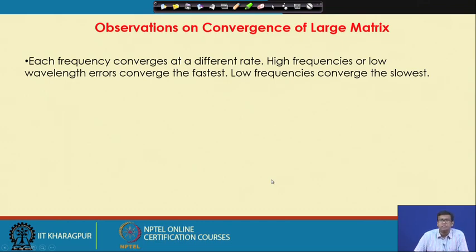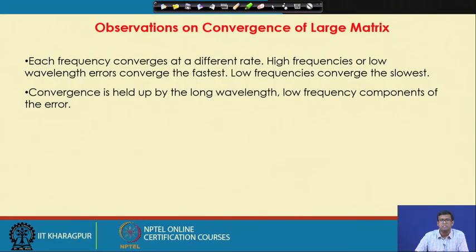Each frequency converges at a different rate. Higher frequencies, or low wavelength errors, converge the fastest. The solution between two grid points, which is a very small wavelength, can converge in one time step. Errors with low frequency or large wavelength, which are trying to smooth the solution over the entire domain, converge in the slowest way. Convergence is therefore held up by long wavelength, low frequency components of the solution.